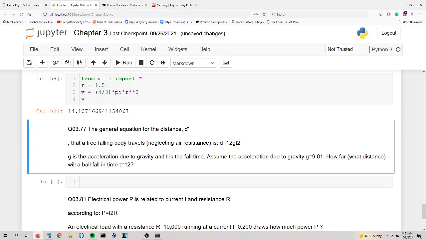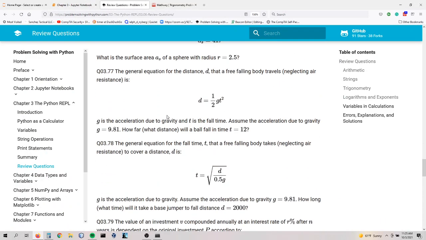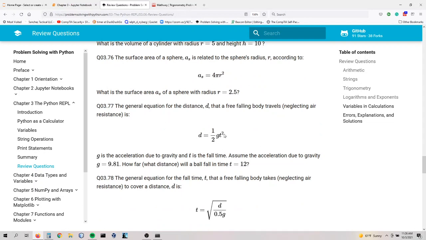Then general equation for distance. D, that a falling body travels neglecting air resistance, is D is equal to 1/2 times G T squared, where G is gravity, T is time. G is the acceleration due to gravity, and T is the fall time. Assume the acceleration due to gravity, G is equal to 9.81. How far, what distance will a ball fall when T is equal to 12, and time is equal to 12 seconds? So this is the problem we're looking at here.